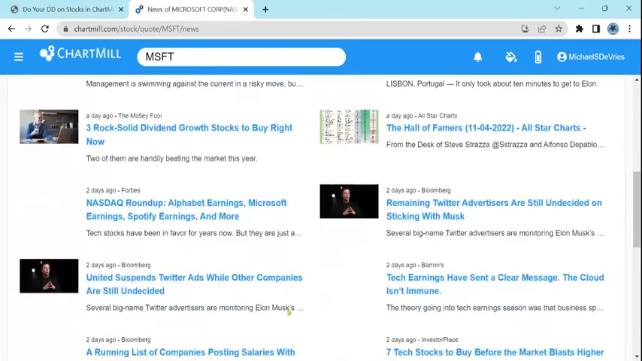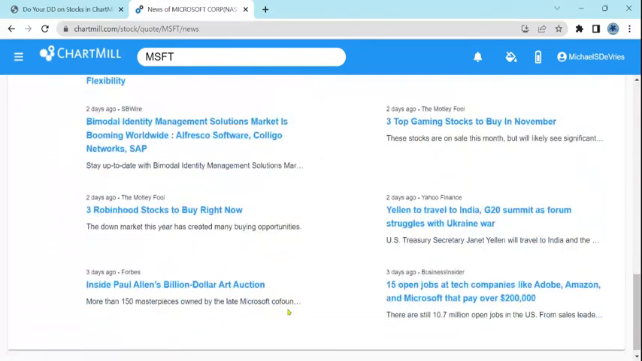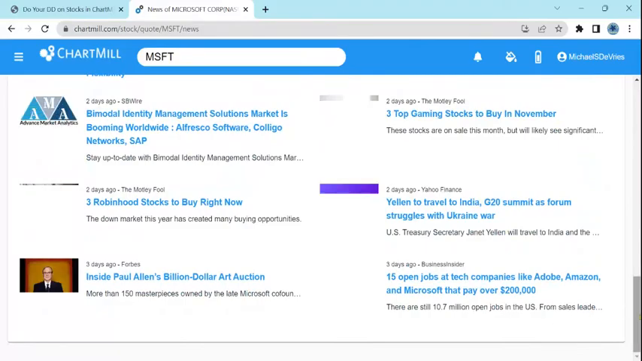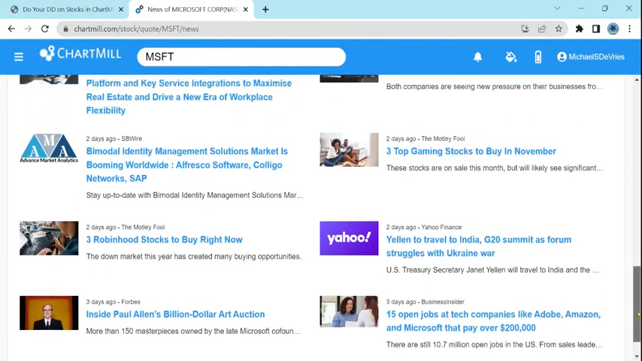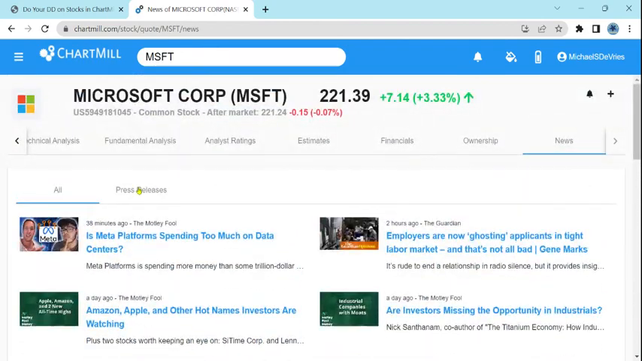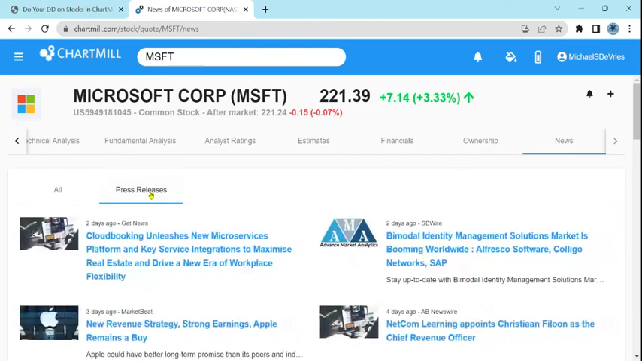So again, very current, very recent news articles, and you can scroll down to get a little bit older, see if there's any positive or negative sentiment changes in a given stock. And then that's the All tab, all the news. And then if you want to just see specific press releases, we can see things focused on press releases for the company in question here on this News tab.